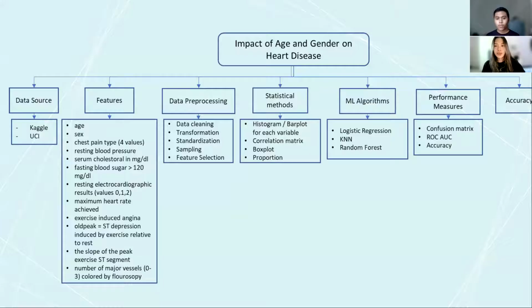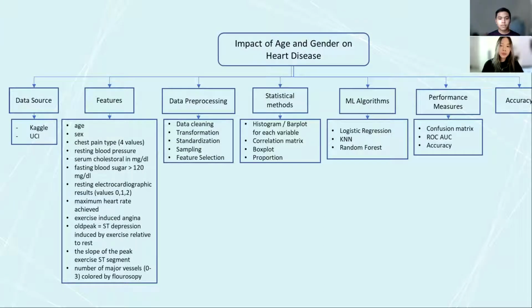Next, we can go to the taxonomy mapping. We get our data from Kaggle, which is from heart disease UCI. The features in this data set consist of many attributes. It includes age, sex, chest pain type, serum cholesterol, resting electrocardiographic results, maximum heart rate achieved, exercise-induced angina, old peak, the slope of the peak exercise, and also the number of major vessels. However, in this project, we only focus on two main features, which are age and sex. So we dive deeper into the two features instead of studying all the 14 features.